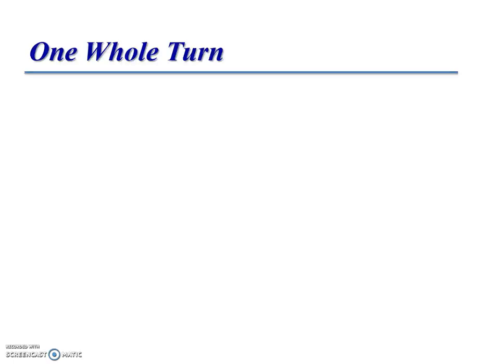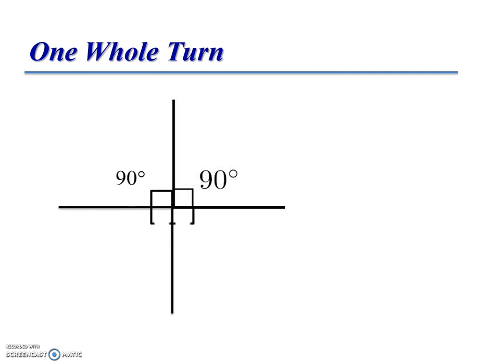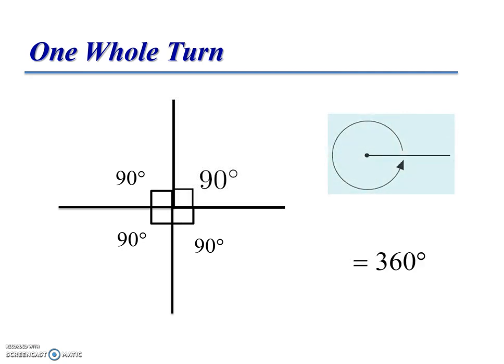A one-whole turn actually comes from four right angles. So if we combine all of them, the total should always be 360 degrees.